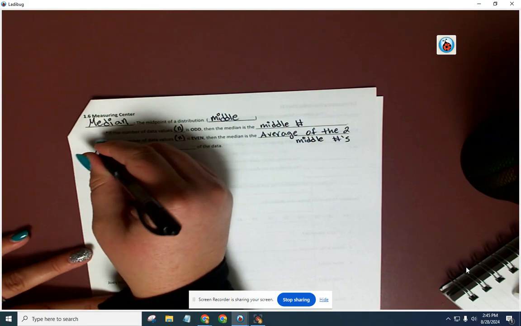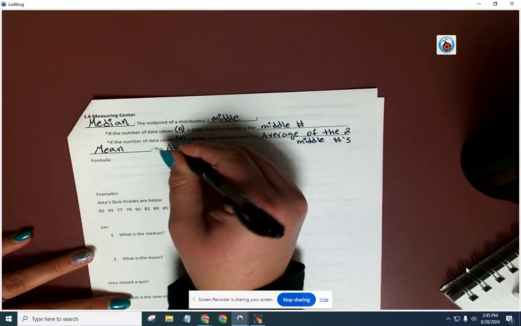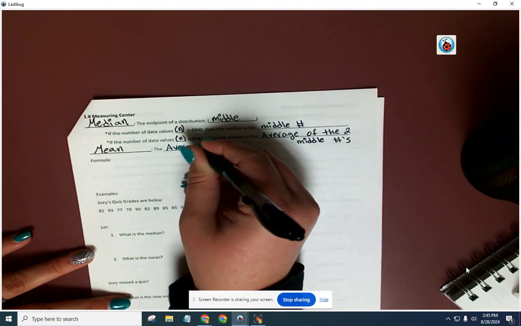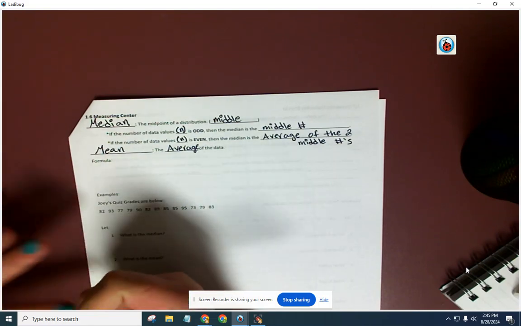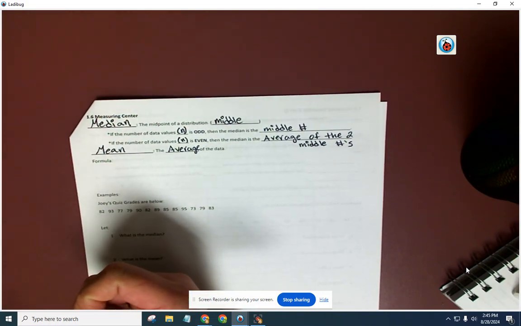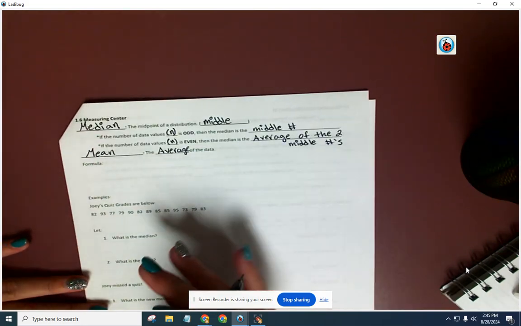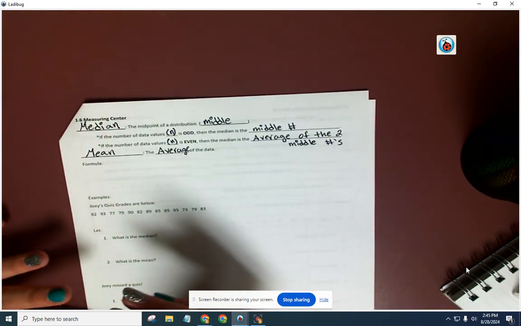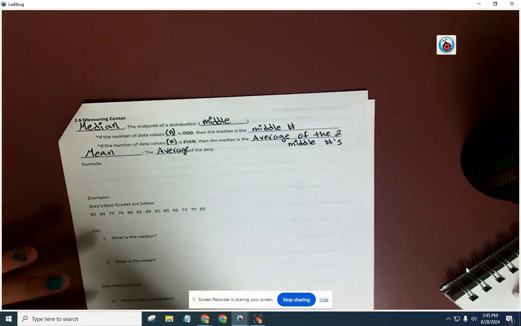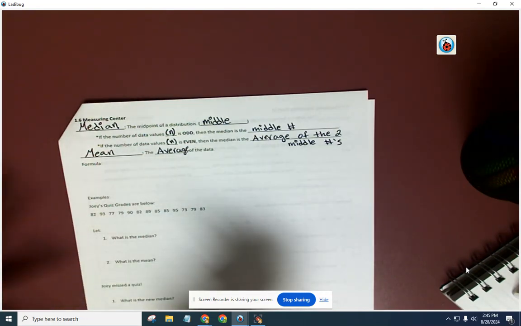And last but not least, we have the mean. The mean is the average of the data. So this is the average of all of the numbers. Now, we're kind of used to seeing mean because we've seen it before, where you add up all the values and then you divide them by the number of values. So we already know what mean is from previous years of schooling.